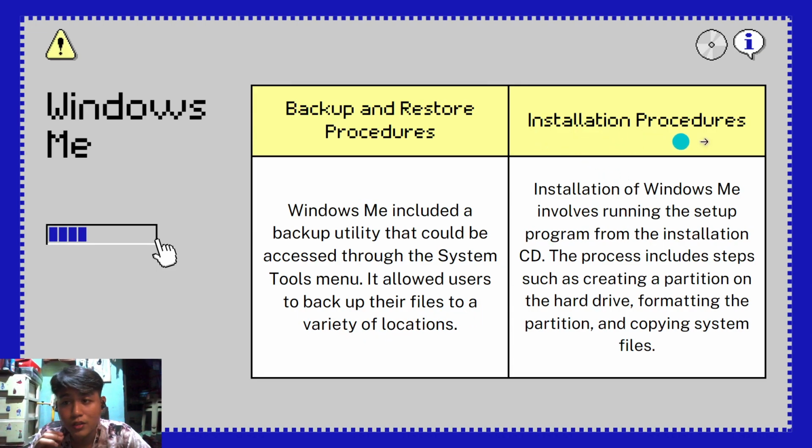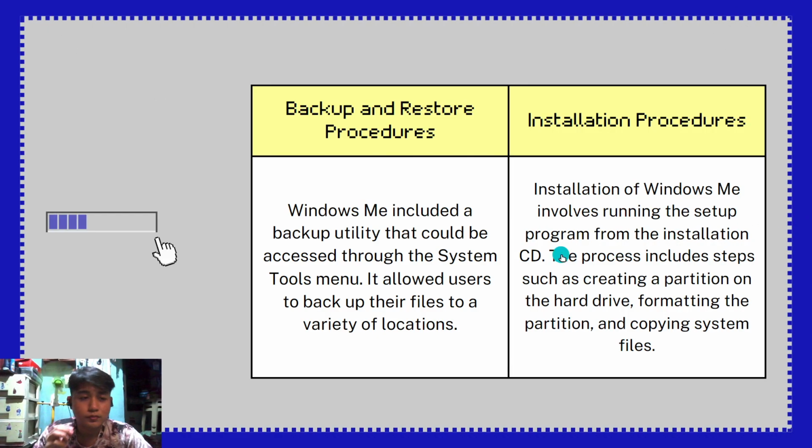And for the installation procedures of Windows ME, it involves running the setup program from the installation CD. The process includes steps such as creating a partition on the hard drive, formatting the partition, and copying system files.